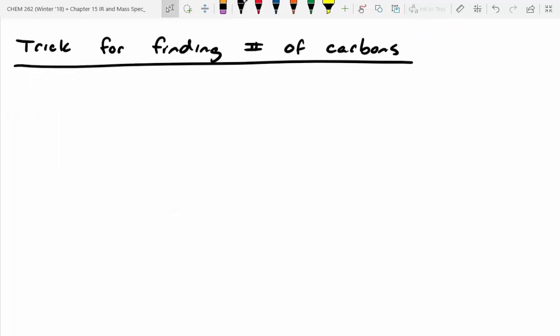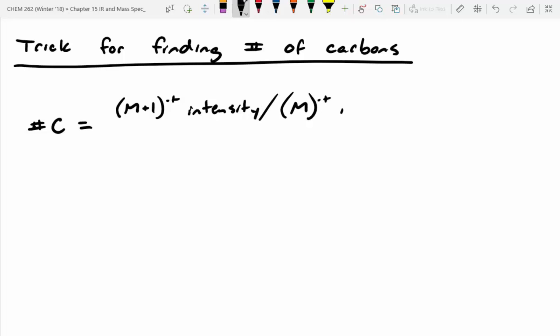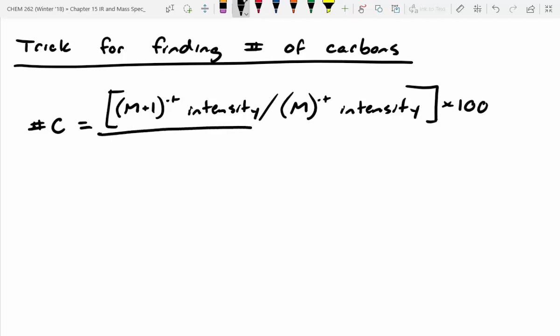All right, so what we do is we can say the number of carbons in our unknown sample is going to be equal to the intensity of our mass plus 1 peak. That's our radical cation. Divided by the intensity of our parent peak. And I'm just going to bracket this so we can keep track of everything. Times 100, all divided by 1.1, because that's the abundance of carbon-13.